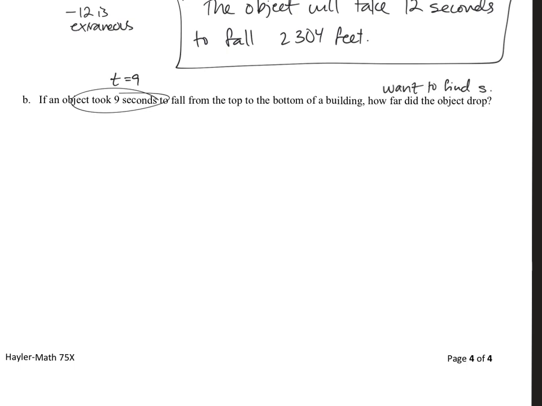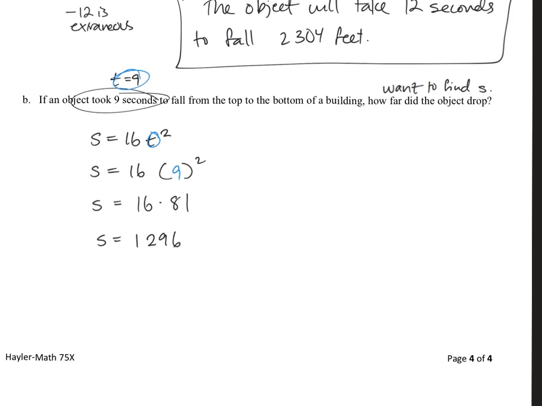I know my equation, s equals 16t squared. We're going to plug in what we know, which is t equals 9. So s equals 16 times 9 squared. 9 squared is 81. And then what is 16 times 81? That is 1,296.